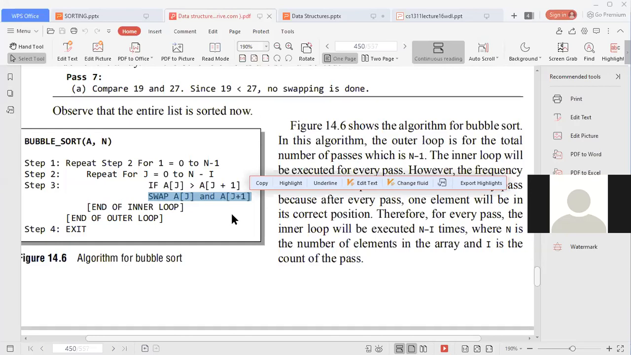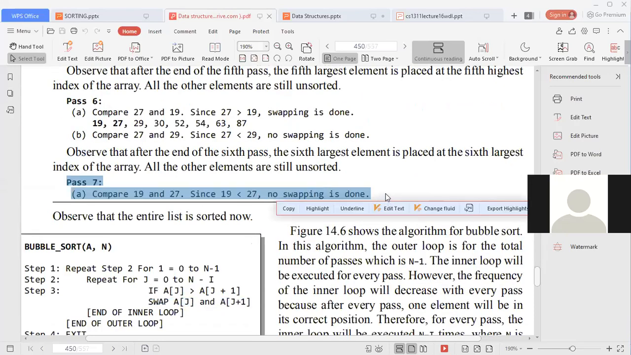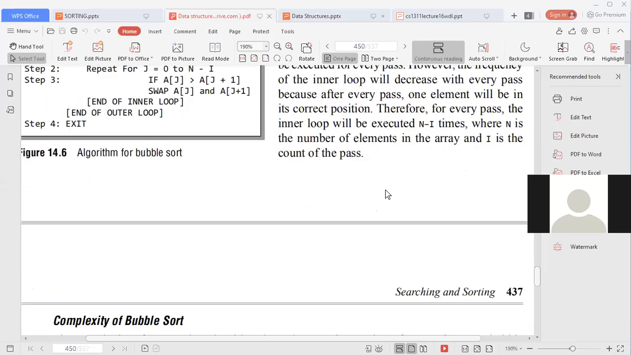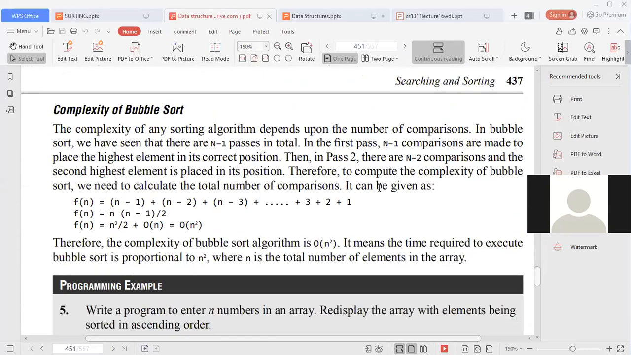Yes, sir. Okay then. So read the content first. Complete in pass 7, you are going to get all the elements sorted. Pass 1 means n minus 1 passes. And as far as the complexity is concerned, this is what I am supposed to discuss once again.